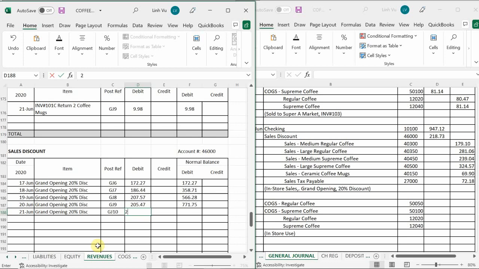I'm copying this off my journal. Look at my journal. What did I say my sales discount was for? My journal's on the right side now. What did I put my sales discount for? Sales discount is at the top of my window here, right under checking. Sales discount, 218.73.